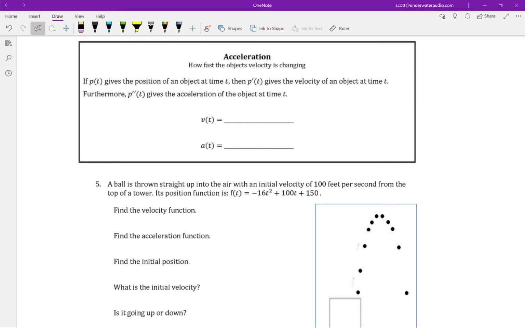All right, new topic is acceleration. So we've done position and we've done velocity. Acceleration is just telling us how much change there is in the velocity. It's the change in velocity.